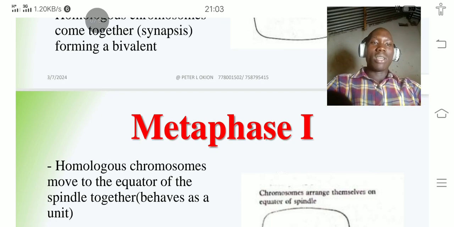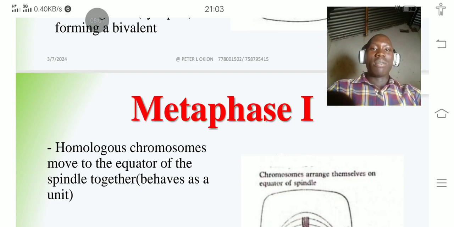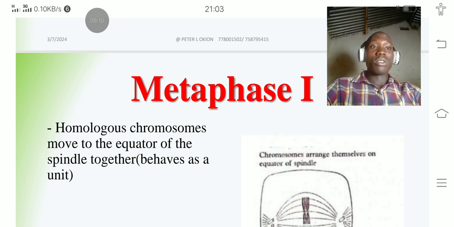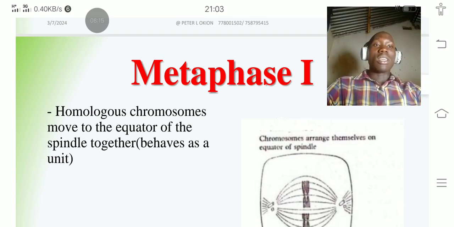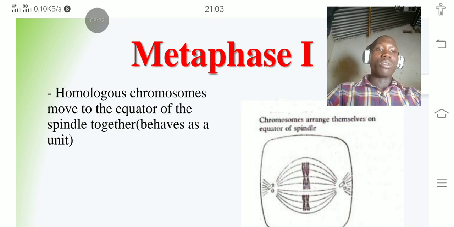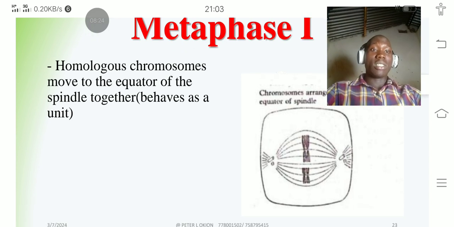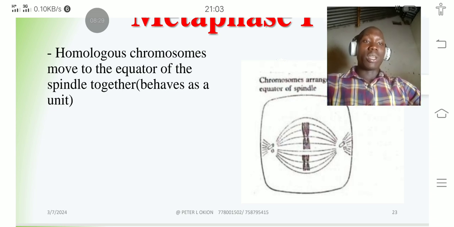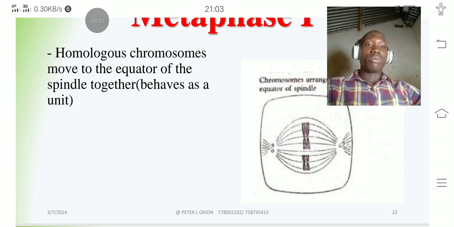Let's go to metaphase 1 of meiosis. In metaphase 1, homologous chromosomes move to the equator of the spindle. They move from the opposite poles to the equator as a unit. The chromosomes arrange themselves on the equator of the spindle, as we are seeing in this diagram.